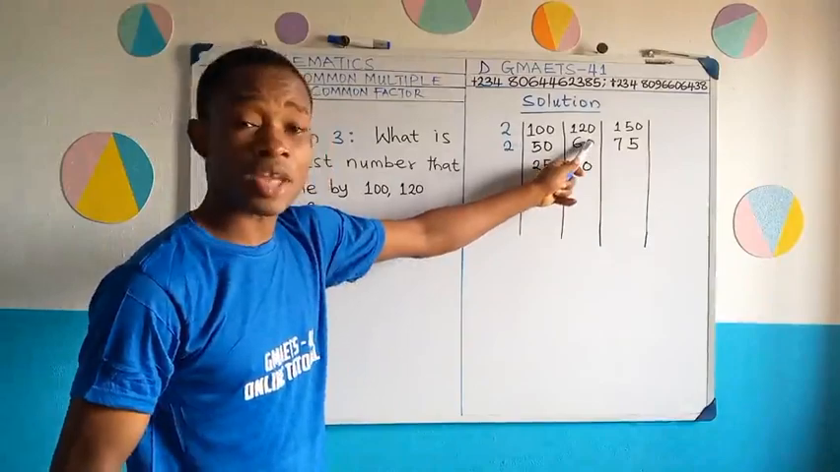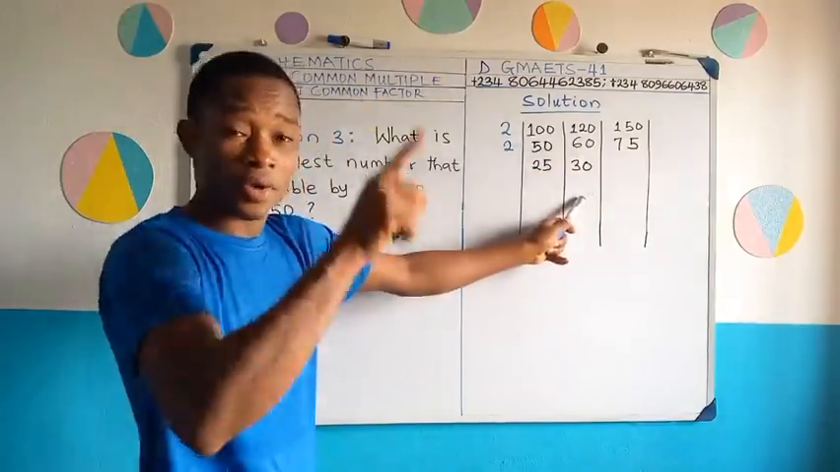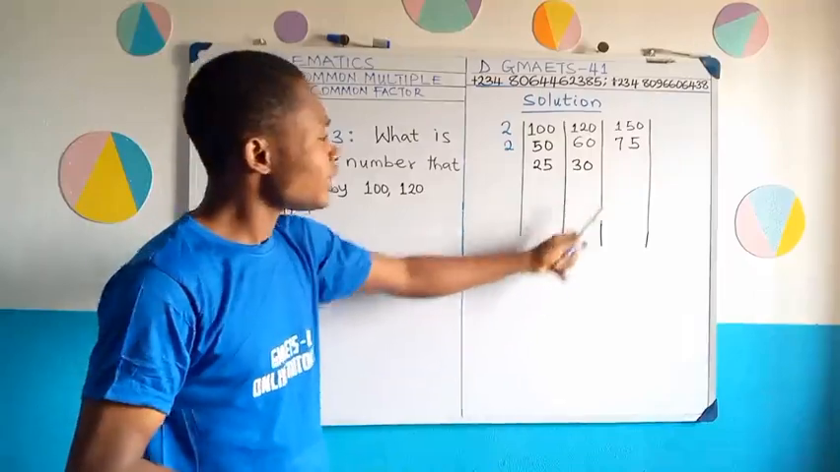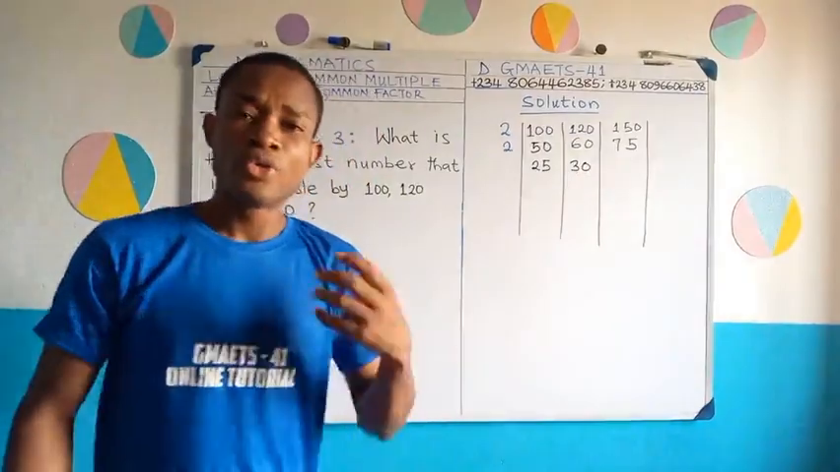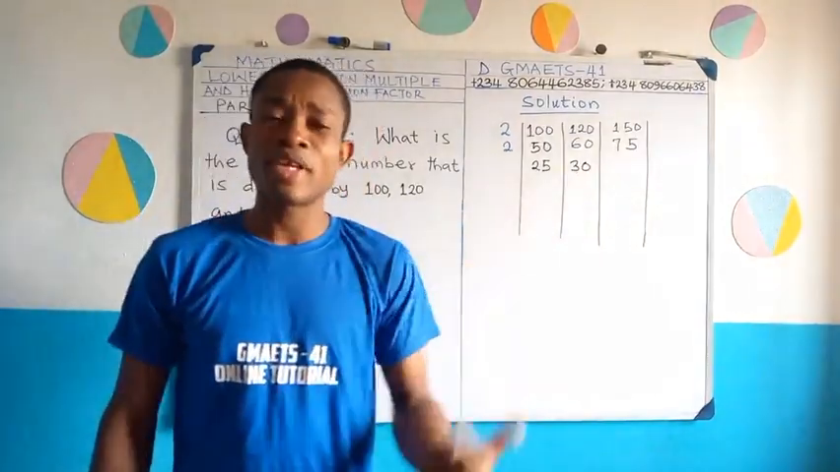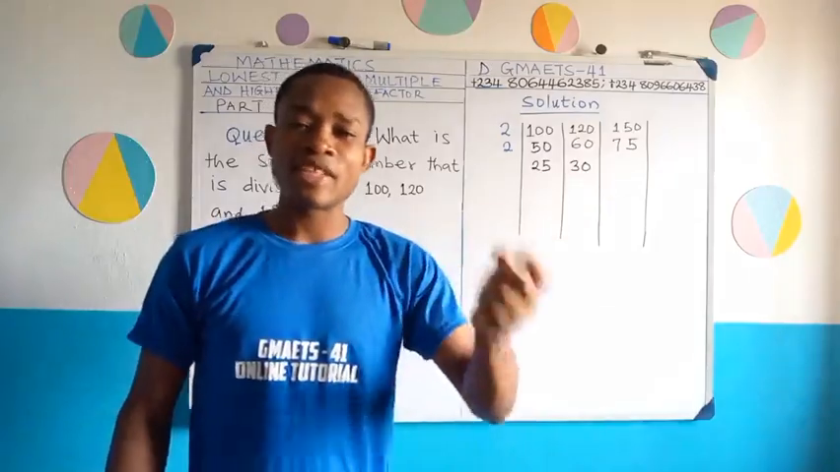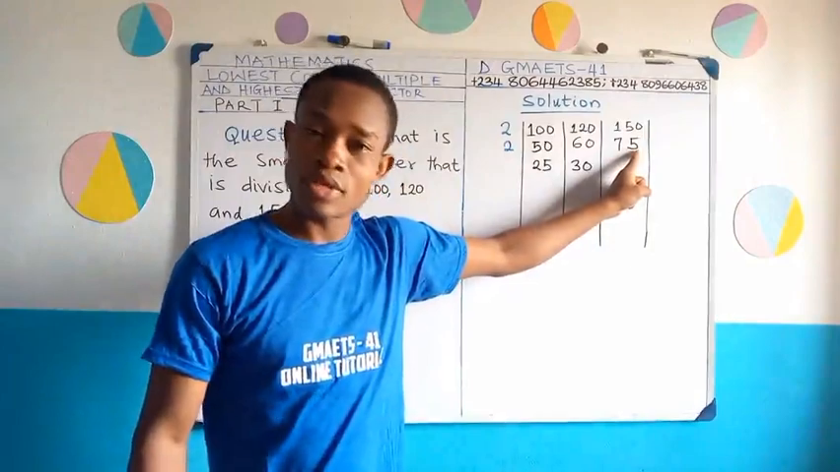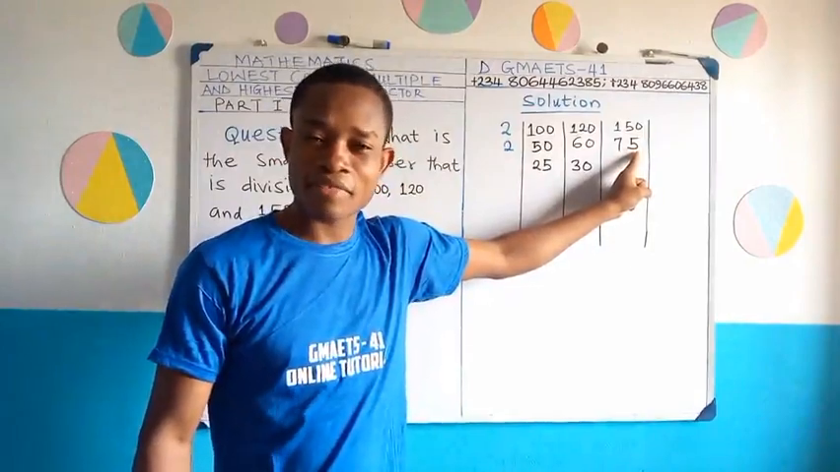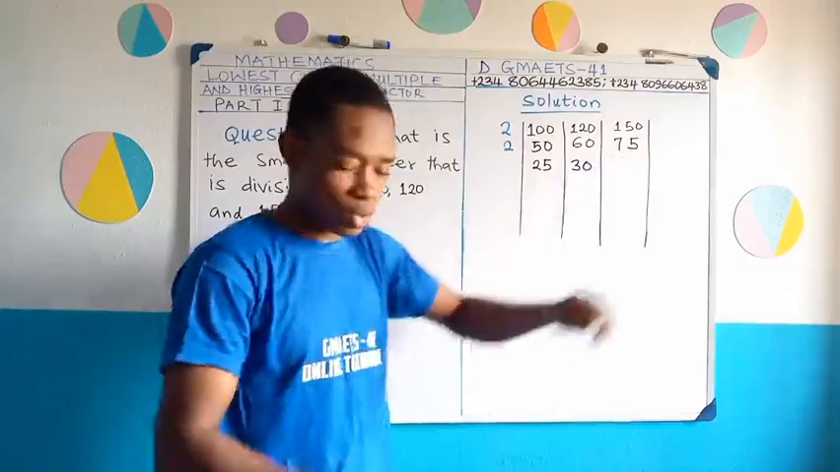Then 2 divides 0, it's 0. 0 divided by 2 will give you 0. Now we have 75 here. Can 2 divide 75? Oh no, 2 cannot. Rules of divisibility by 2: 2 can only divide a number whose last digit is even or 0. Here the last digit is 5. 5 is not an even number. So 2 cannot divide it.